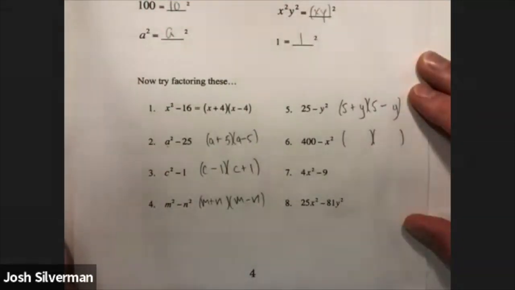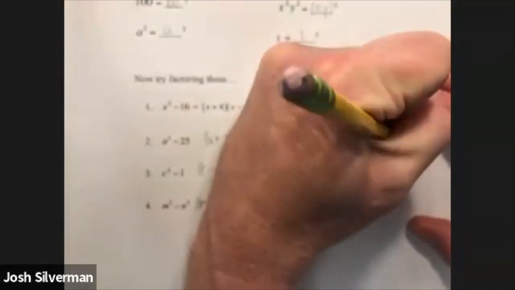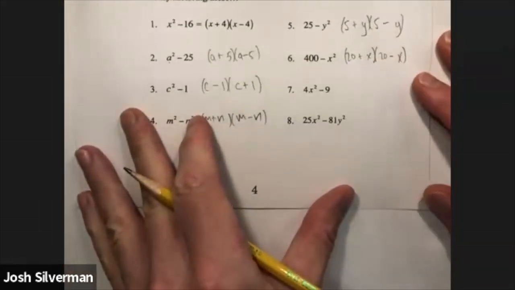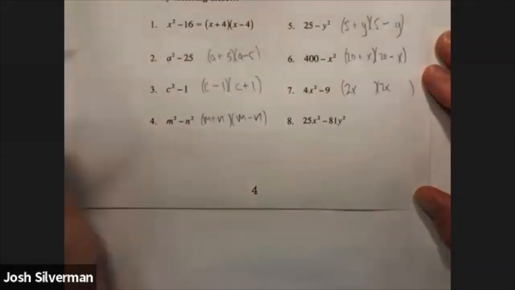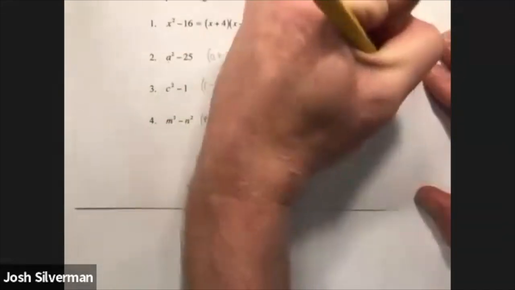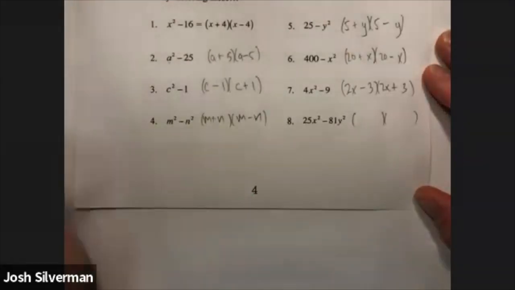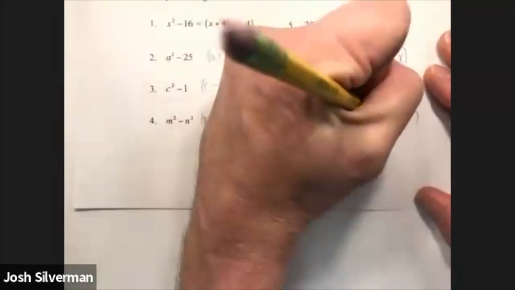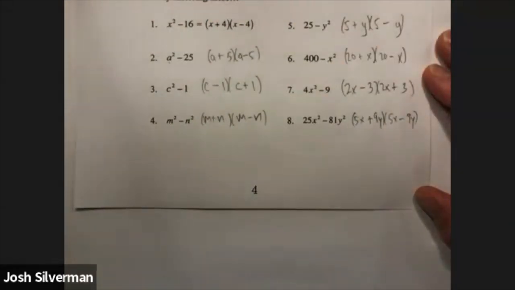Same deal here. What's the square root of 400? 20. What's the square root of x squared? X. 1 plus, 1 minus. Number 7. 2x. 2x. 3, 3, 1 minus, 1 plus. And lastly, what is the square root of 25x squared? That's going to be a 5x here and here. What is the square root of 81y squared? That is going to be a 9y here and here, 1 plus and 1 minus.